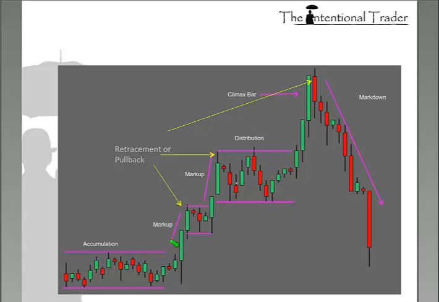So they're going to have a wide spread. They're going to push, price is going to push higher with low volume. Okay, very important.